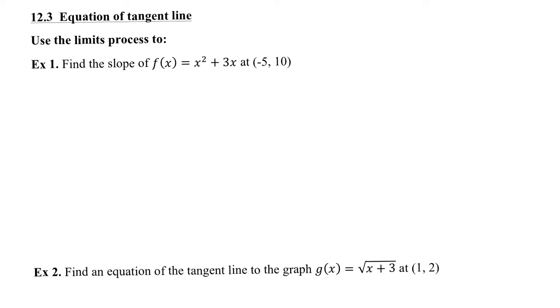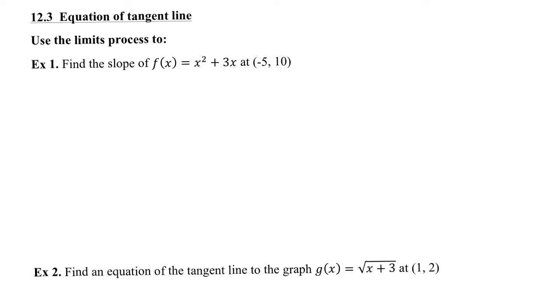Okay, we're continuing 12.3. We're going to use the limits process to find the slope of the graph at a certain point, or the slope of the graph is also the slope of the tangent line. And we can use those in various ways. So example 1 says find the slope of f of x equals x squared plus 3x at negative 5, 10.